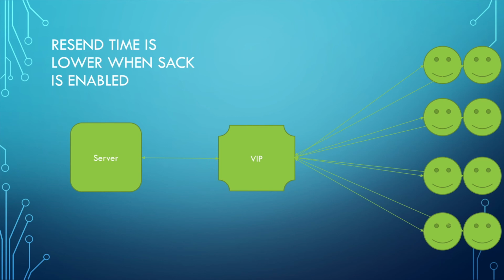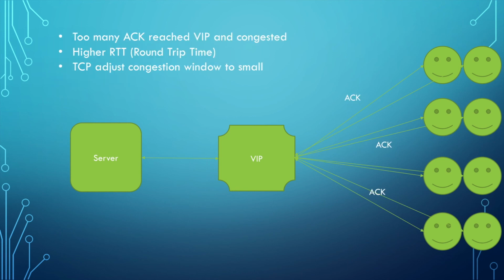Another special configuration is that when SACK is enabled on the VIP, the resend time is lower than the normal TCP. This configuration caused the issue. As I said, for the cross-region calls, the VIP received many requests from clients from different regions. Such traffic is expected to have a higher latency.